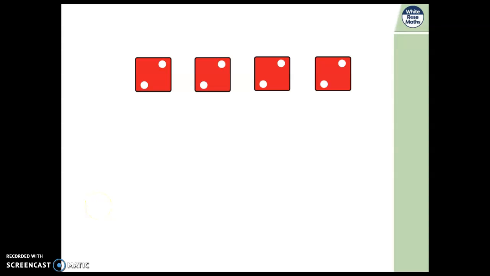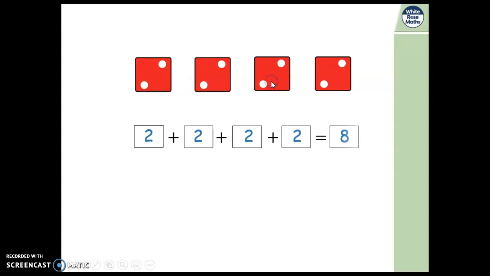Here we have 4 dice. 1, 2, 3, 4. Okay, so we need to think of each as a group. So we've got 4 groups, and there are 2 in each group. 2 add 2 add 2 add 2. Because they're all equal, we can skip count: 2, 4, 6, 8. But if we were to put that in a repeated addition sentence, 2 add 2 add 2 add 2 equals 8.